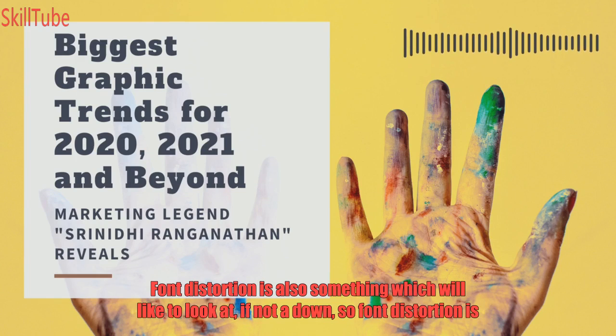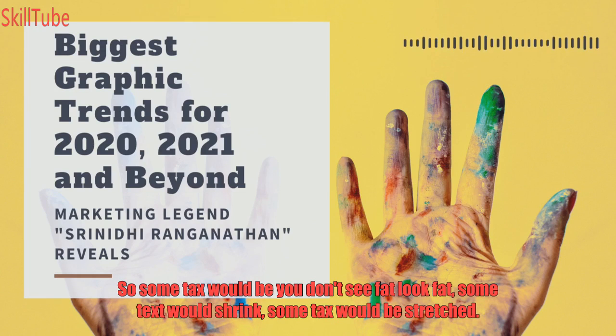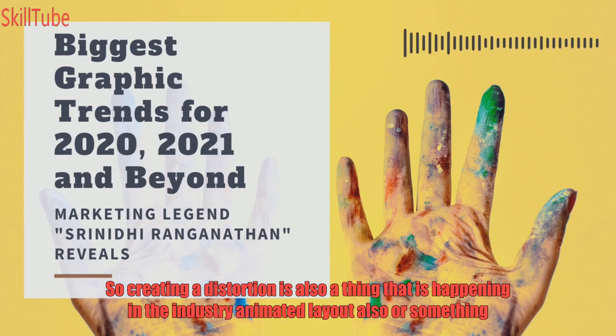Font distortion is also something we'd like to look at, if you note it down. Font distortion is to distort the images to create an unusual look. So some text would look fat, some text would shrink, some text would be stretched, right? So creating a distortion is also a thing that is happening in the industry.